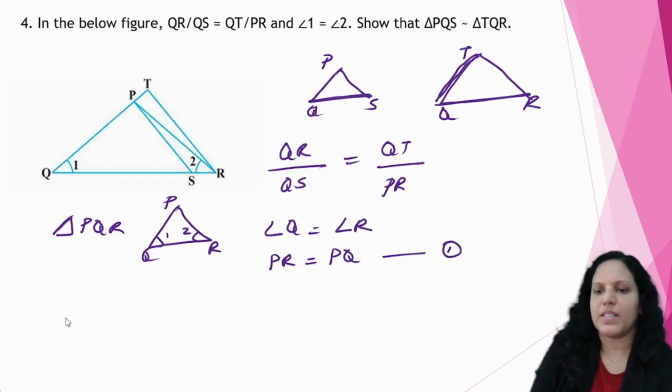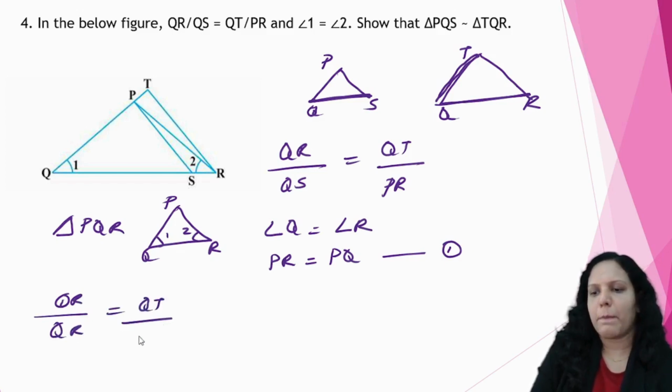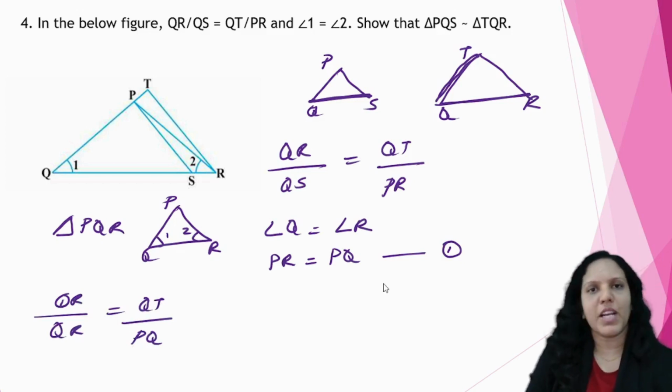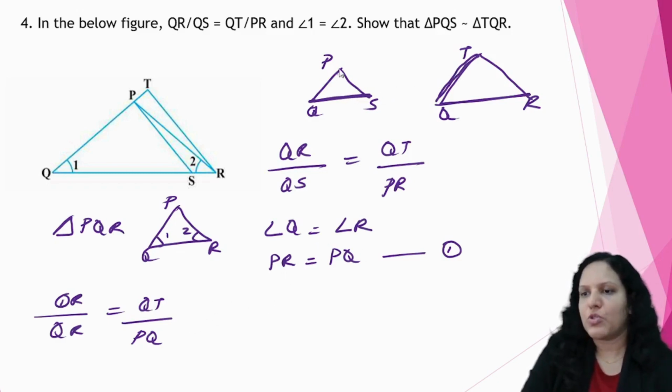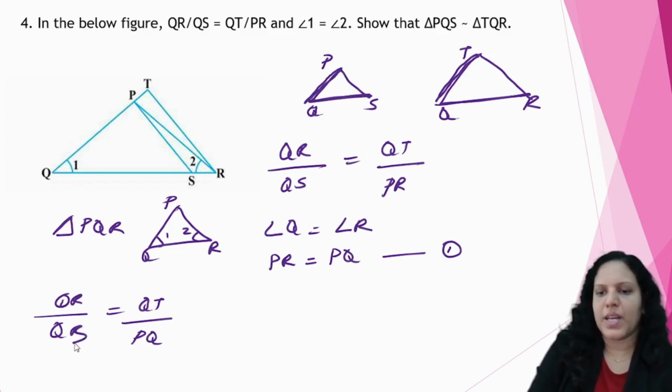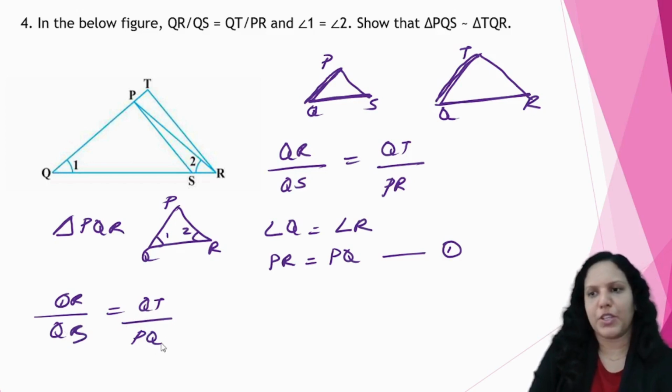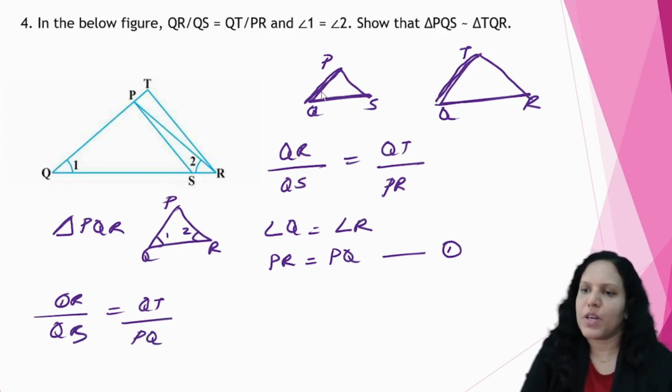So from this we can write QR by QS is equal to QT by PQ. We already proved that PQ is equal to PR, so PR we can write as PQ. This is from the first equation. Now we have proved two sides of these triangles are in proportion. That is QR by QS is equal to QT by PQ. And we already know that angle Q is equal in both triangles.